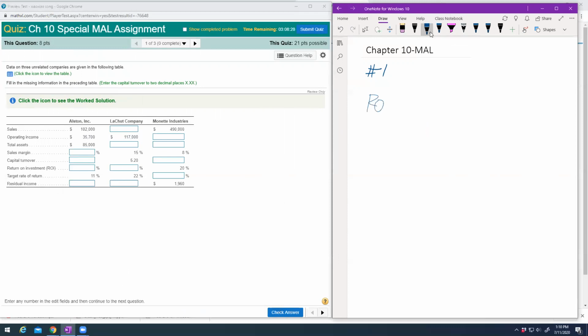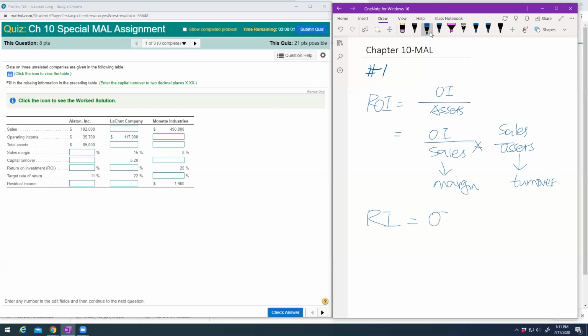So we have ROI equals operating income divided by assets, right? And then we said it equals operating income divided by sales, this is the sales margin, and then times sales divided by assets. So this is the capital turnover. And the residual income equals operating income minus assets times the required rate of return. So whenever you have the data, you should be able to get the missing one.